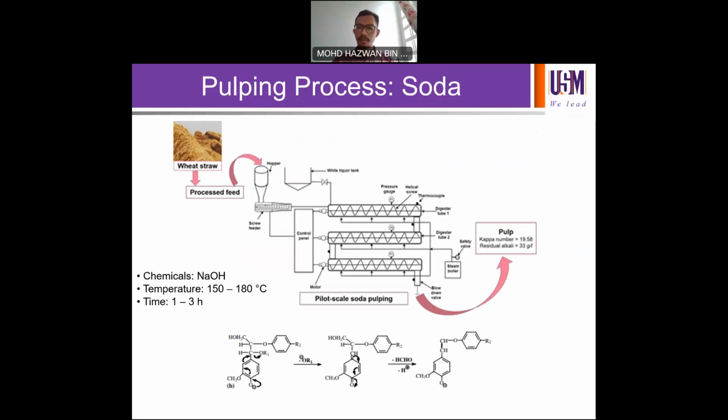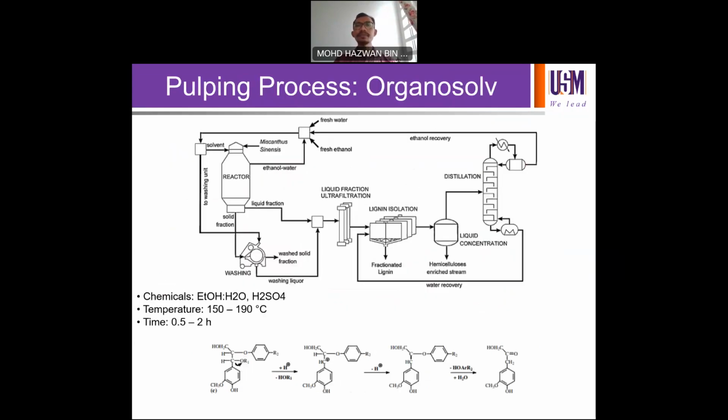Working temperature and time is almost the same, and this actually could produce around 20 to 30% of lignin yield extractive after the process. And finally, we also did some organosolv process. In the organosolv process, we basically use a mixture of organic solvent, which in this case is ethanol mixed with a certain percentage of water, in the presence of a small amount of organic acid and/or mineral acid.